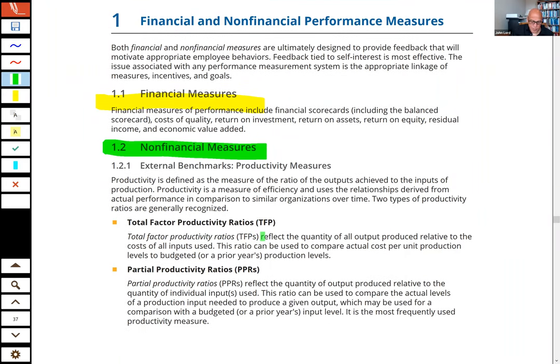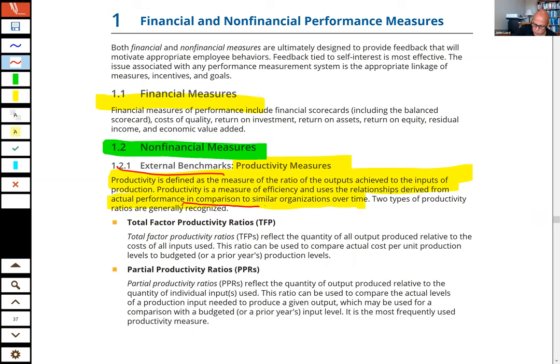Okay. Now, even though we're going to show you some calculations on some of them, these tend to be more definitional than calculation-type questions and considerations that we're going to have to look at. So we start out with productivity measures. And a productivity measure that you're telling us is an external benchmark. And they tell us that it's external because productivity is defined as the measure of the ratio of outputs achieved to the inputs of production. Productivity is a measure of efficiency and uses the relationship derived from actual performance in comparison to similar organizations over time. Thus, the point that what?